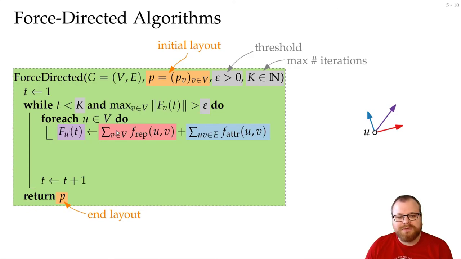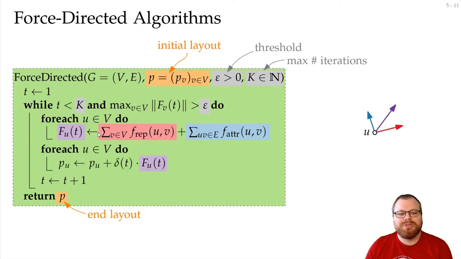We compute that force for every single vertex, and only after we computed it, we apply it to the vertices. So we take their position and we add this force to them, which will move the vertex u, for example, up here. It's important that we first compute it for everybody and only then move it, because otherwise moving u too early might already have an influence on the force on the adjacent vertices. And also on the other vertices by these repulsive forces.